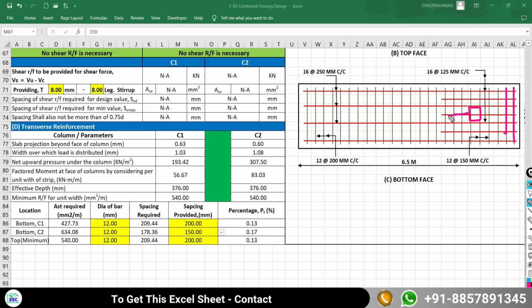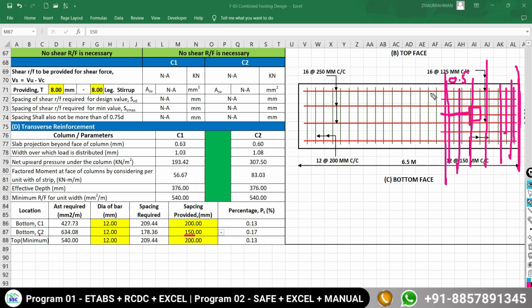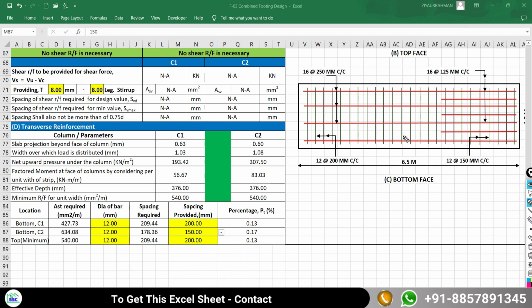So at a distance of 0.5 meter from the face of your column and till the edge of the combined foundation, for this portion the spacing of the transverse reinforcement will be 150 mm center to center under the column C2. For the rest of the portion, the spacing of the transverse reinforcement is going to be 200 mm center to center. If you would like to keep the spacing of the transverse reinforcement the same throughout the span of this footing, you can keep it as 150, that is your choice.